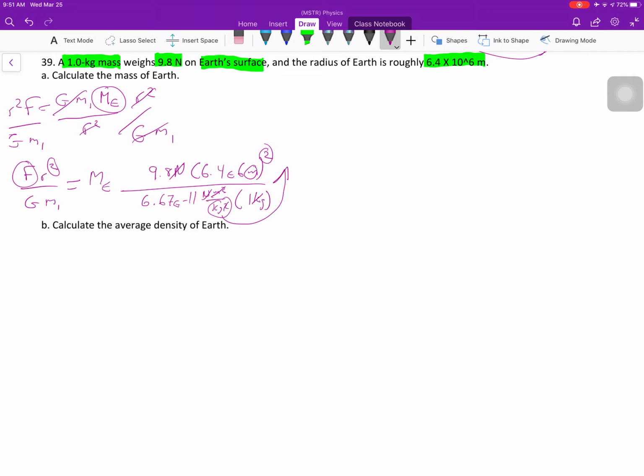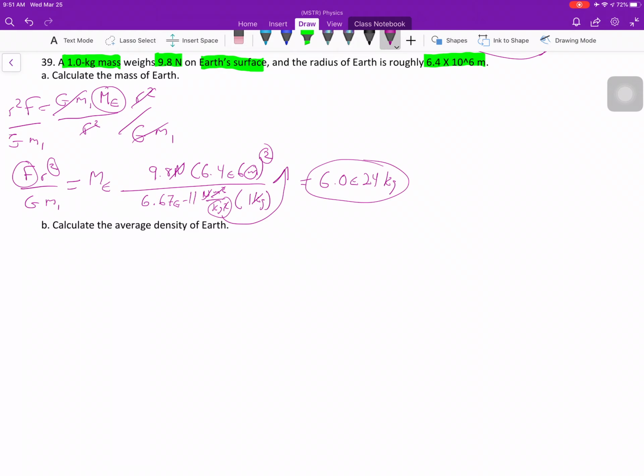And when we plug that into our calculator, the book answer gives us 6.0 times 10 to the 24th kilograms. And that is also, I believe, a mass in the table that we can check. And just remember that the book rounds to sig figs.